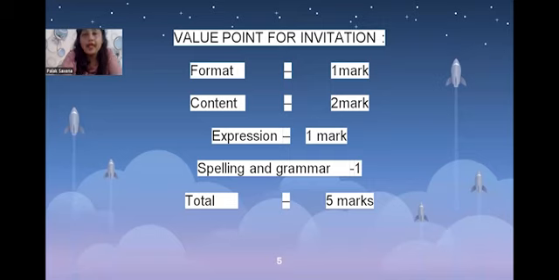Now, it's very important to understand the marking scheme when you're going to write, be it a formal invitation, a printed card, or an informal invitation. The format, like are you writing it in a block, are you following the sequence of steps, is for 1 mark. The content, whatever you are writing, is for 2 marks. Expression and organization of ideas is for 1 mark. Spelling and grammar, again a very important point, is for 1 mark, and in total it becomes 5 marks. So you need to be very particular with these 4 points in order to get full marks, especially for the content and format.